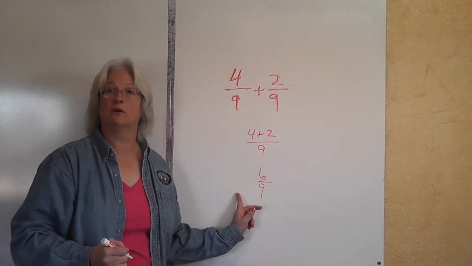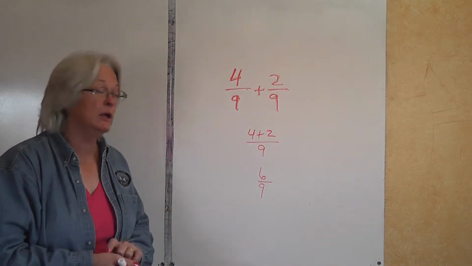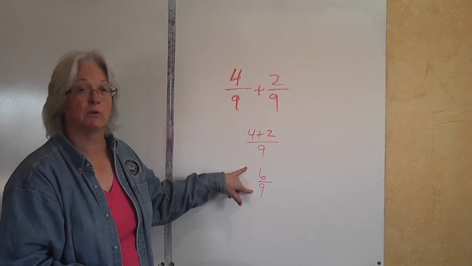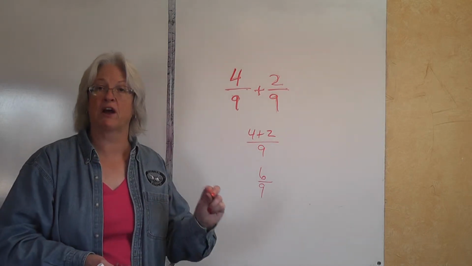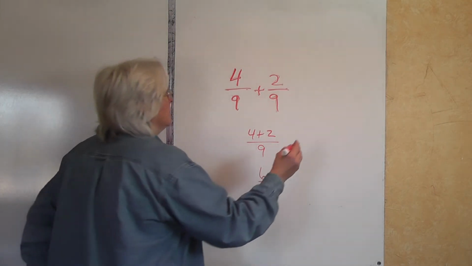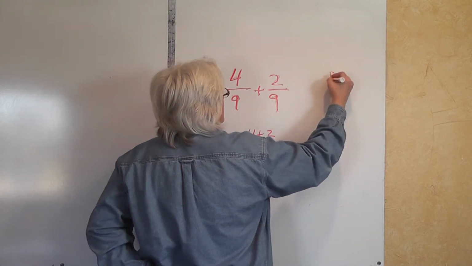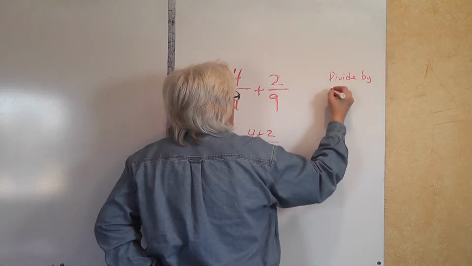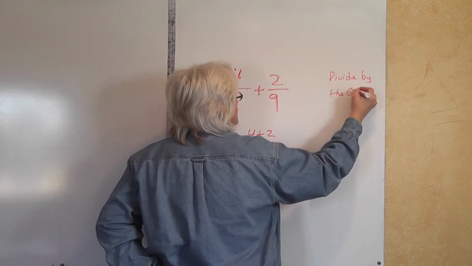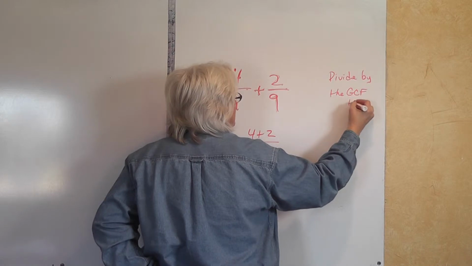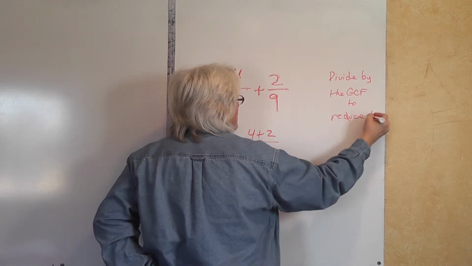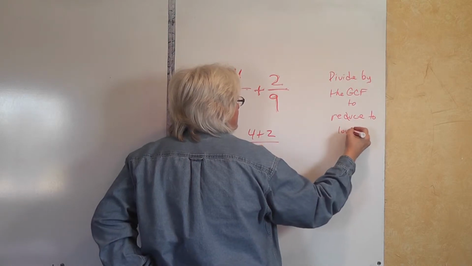What do you notice here? You notice that this is not reduced to lowest terms. How do we reduce a fraction to lowest terms? Divide by the greatest common factor to reduce to lowest terms.